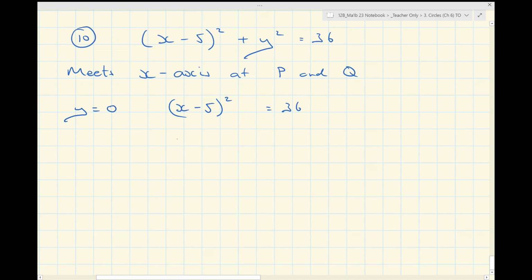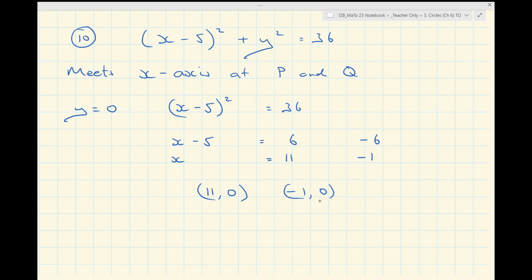Okay, so if I square root both sides, then I'm going to get x minus 5 equals either plus 6 or minus 6. And now if I add 5 to both sides, I get 11 or minus 1. So the 2 points where my circle meets the x-axis are going to be at 11, 0 and minus 1, 0. And that is my solution to question 10.